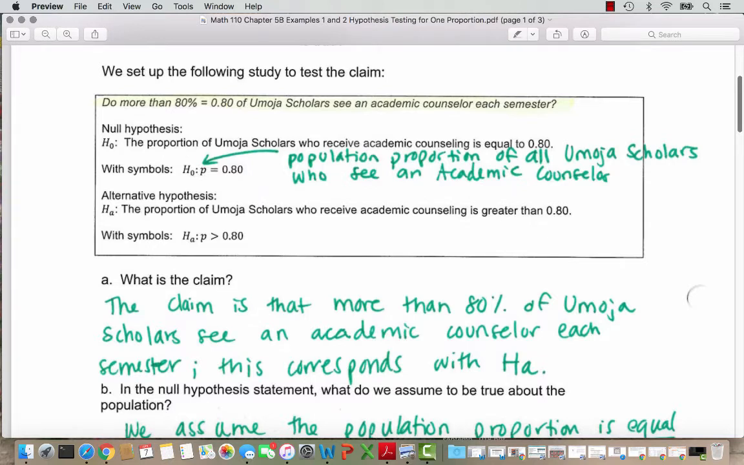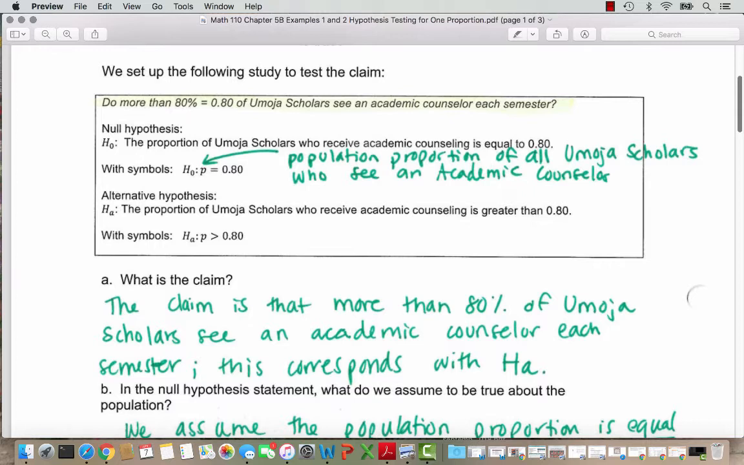We always state the null hypothesis first, and the notation we use in statistics is H with a 0 in the subscript. The 0 represents no change, and that's why this is called the null hypothesis. Null is a term that means nothing, so the nothing-changes hypothesis. And that says the proportion of Umoja scholars who receive academic counseling is equal to 0.80.